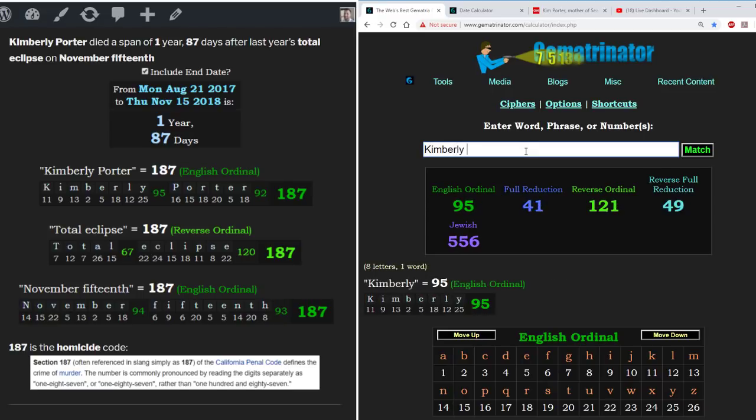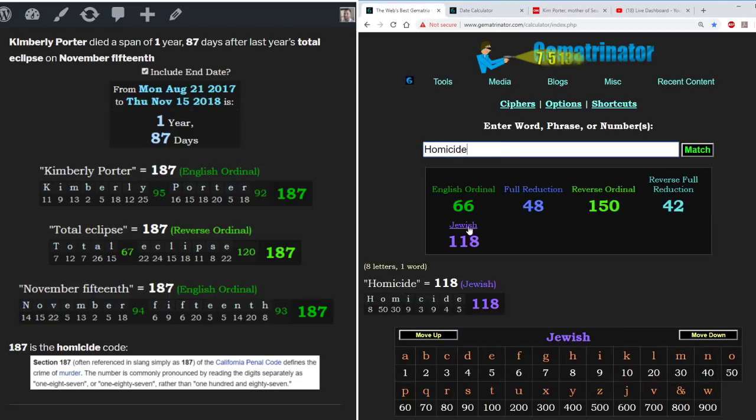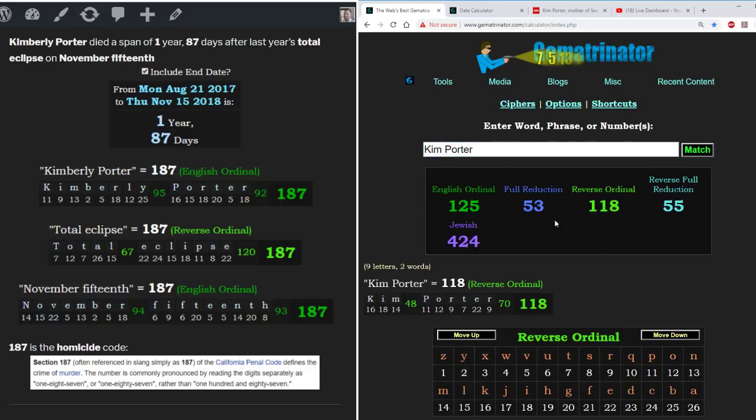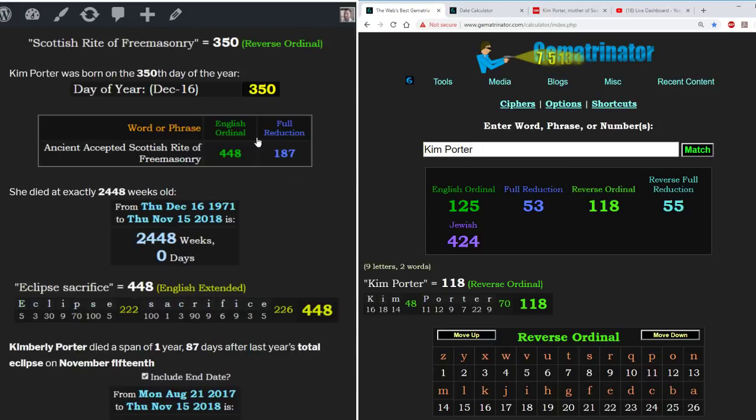Her name, Kim Porter, if you write out what her full name would be, it's Kimberly Porter. Using the alphabetic order, this also sums to 187. Now, we mentioned how Malibu had the 187 alignment in the age of the city. It was on November 8th. Homicide equals 118. We'll look at the name Kim Porter using the alphabetic order in reverse. Her name also sums to 118.